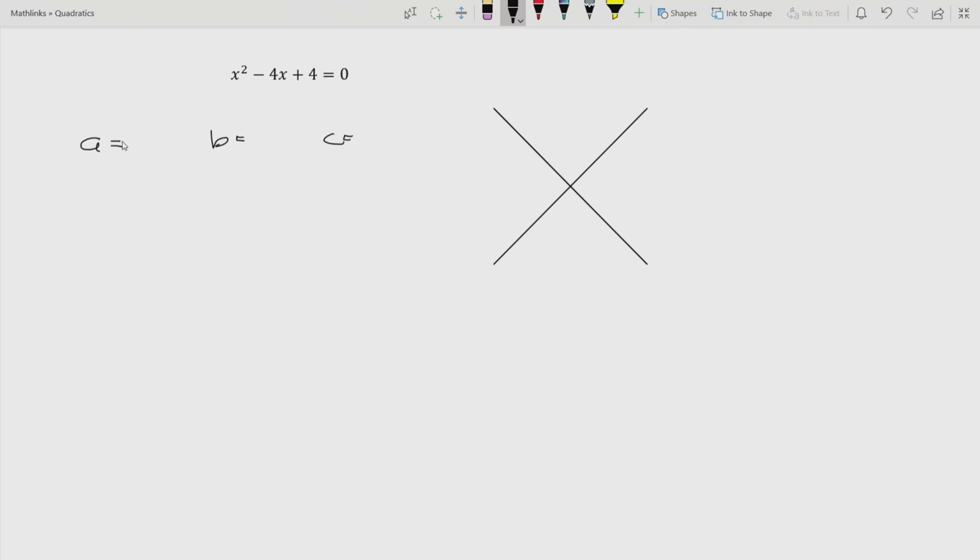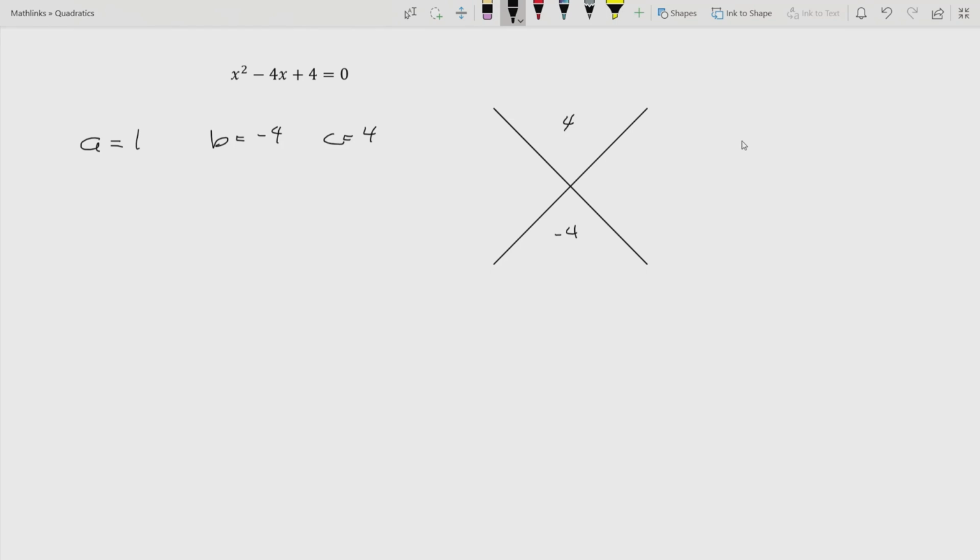So remember, our A is in front of x squared, so we have a positive 1. B is in front of x, so we have a negative 4. And our C is a constant number, which is positive 4. So now, we want to multiply our 1 times 4, and we have 4 on the top. Our B is negative 4, so we're going to write negative 4 on the bottom.